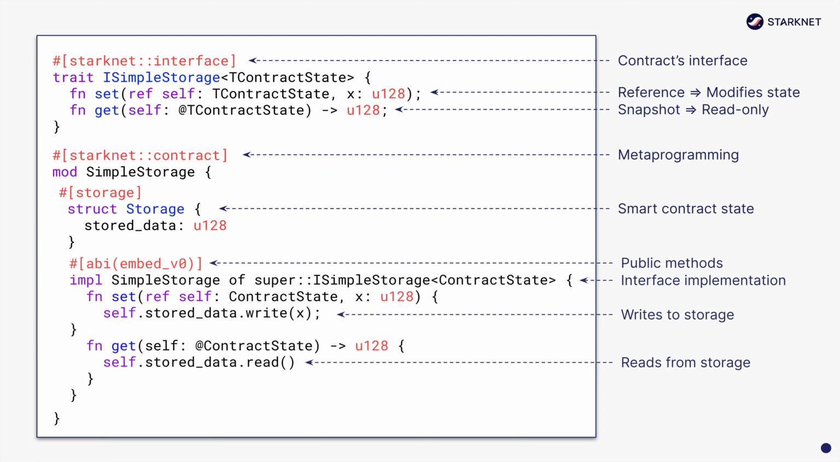In the body of each method, you can see how to interact with the storage of the smart contract by using self, accessing the storage field you want to use, and then the method write or read, depending on if you want to modify the state or only read from it.